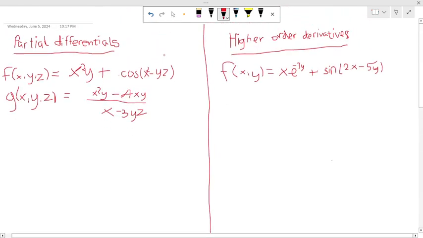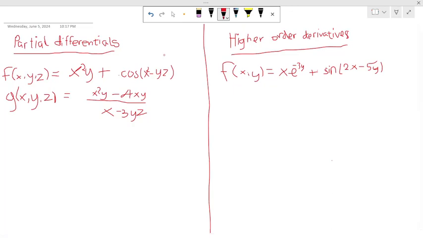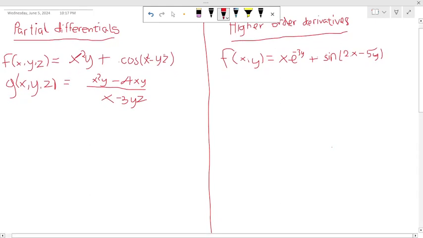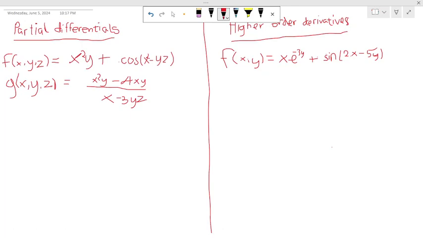Now I have here two examples. The first example is f of x, y, z. That is, the function has three independent variables, that is x, y, and z, and the function is defined by x squared y plus cos of x squared minus yz. Now we are going to perform the partial differentiation with respect to each of the variables. Let's start with the first variable, that is x.